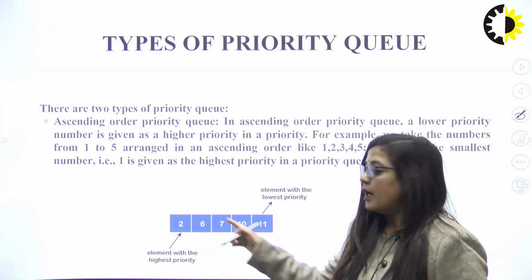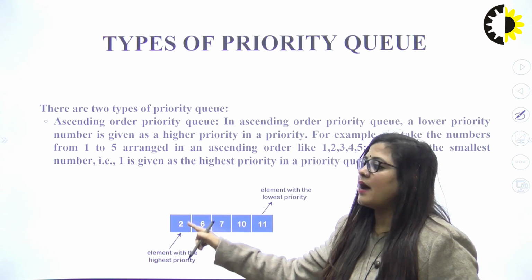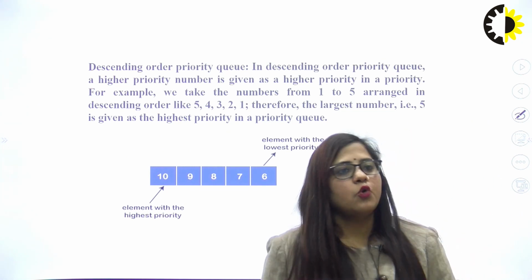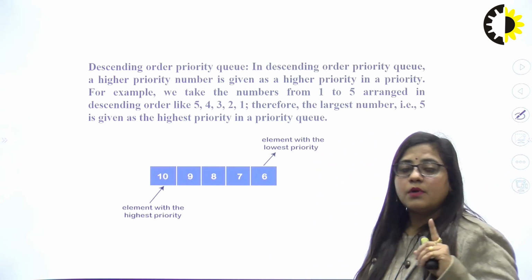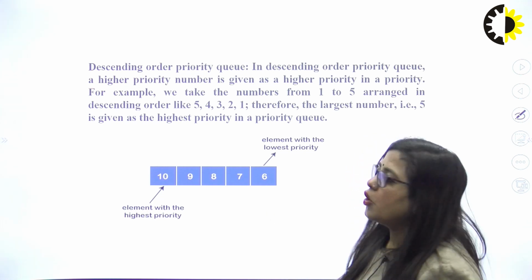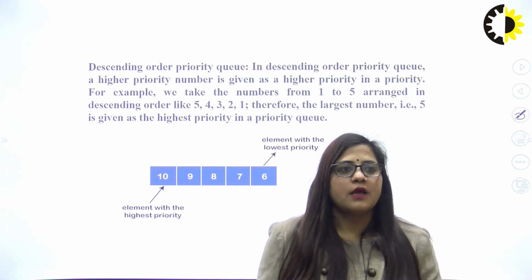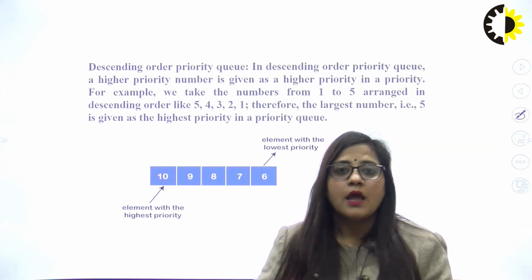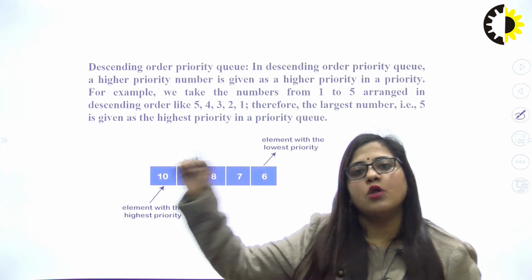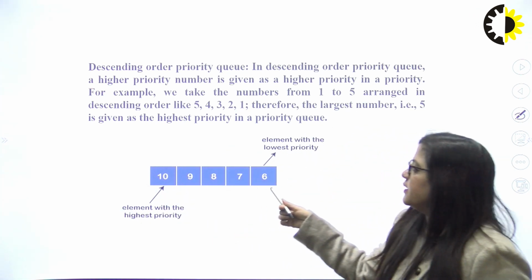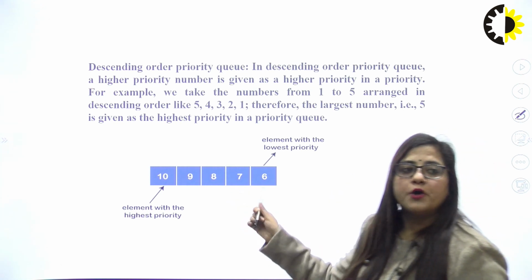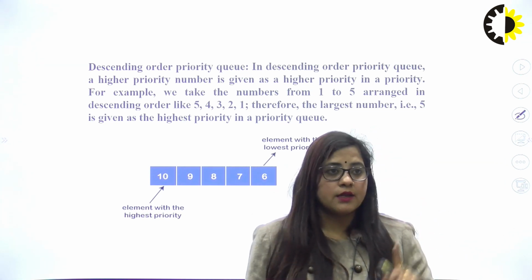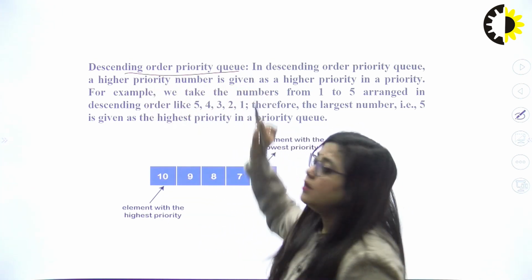These are some numbers, and according to the priority queue, 2 is the highest priority and 11 is the lowest priority. In a descending order priority queue, a higher priority number is given the higher priority. That number is higher, then priority is also highest, and the number is lowest and priority is also lowest. Let's suppose we take an example here: 10, 9, 8, 7, 6. According to this example, 10 is the highest priority and 6 is the lowest priority in a descending order priority queue.